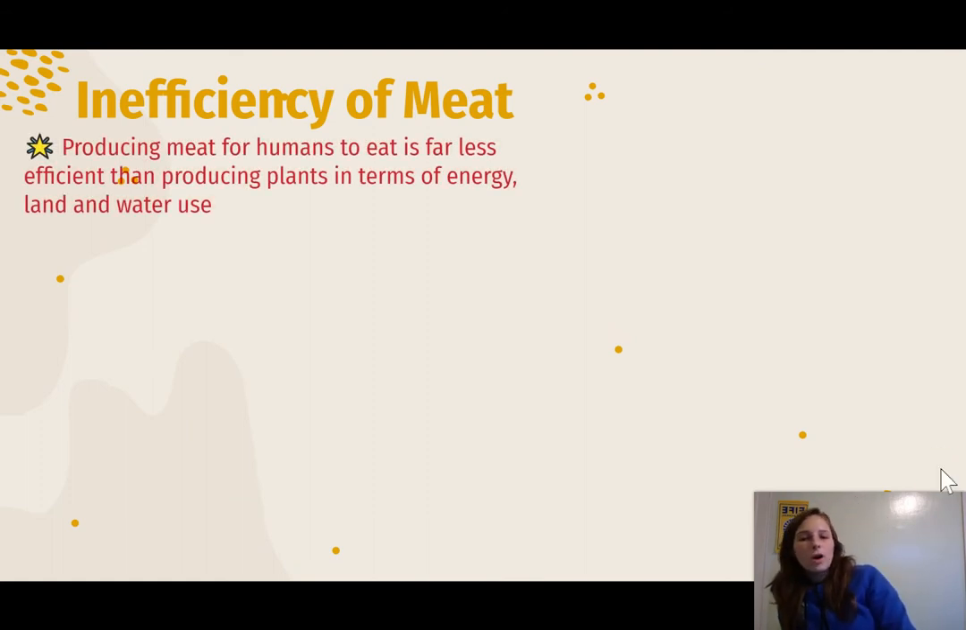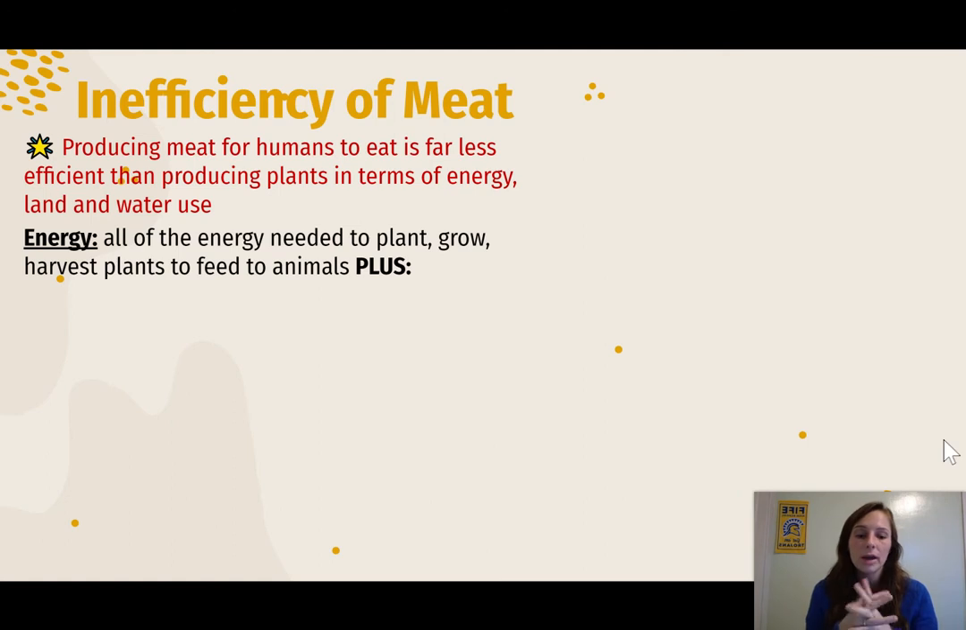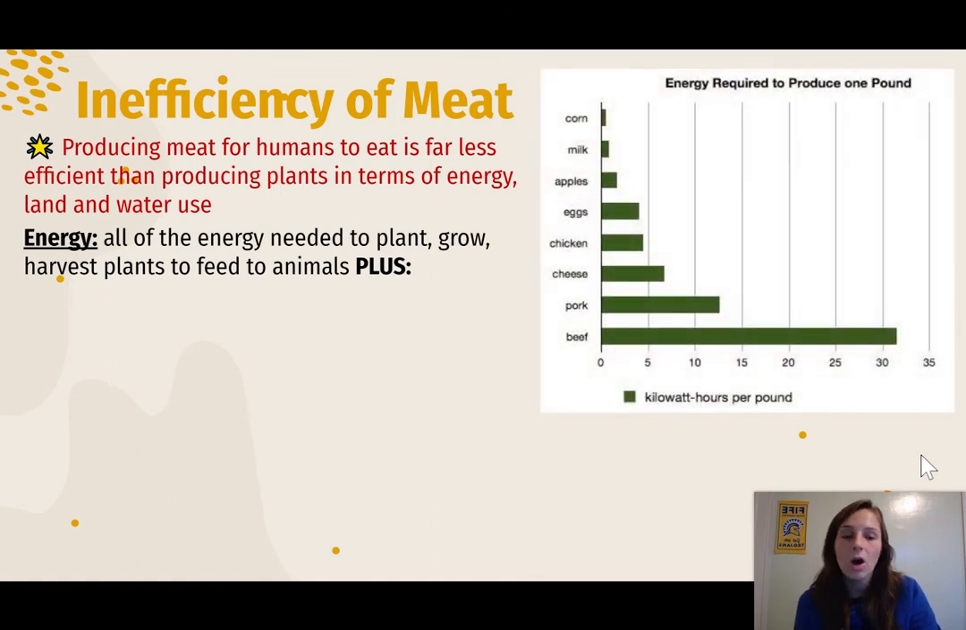So overall, when we are talking about this, you may have started thinking that the production of meat is actually not super efficient. Producing meat for humans is far less efficient than producing plants in terms of energy, land, and water use. So when we're talking about energy use, you first have to use energy to plant and grow and harvest all the plants that those animals will need, plus all of the energy usage for the animals themselves.